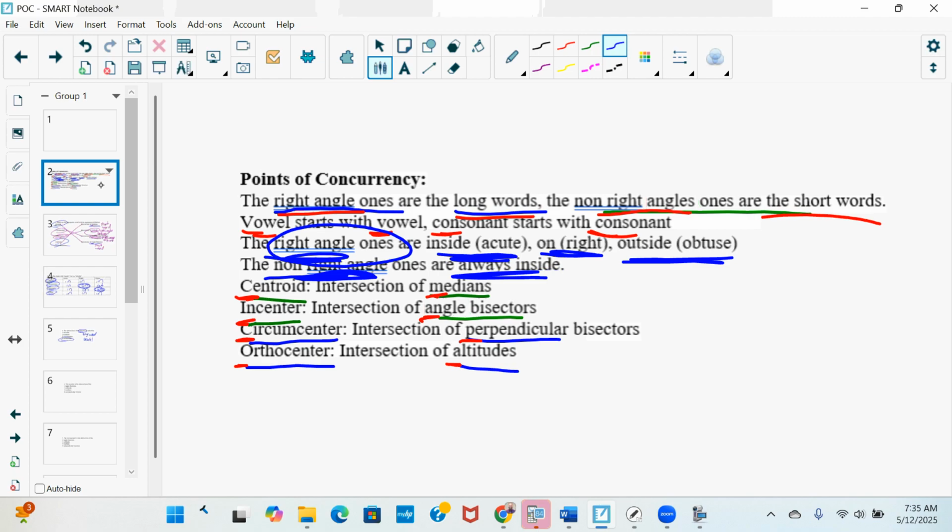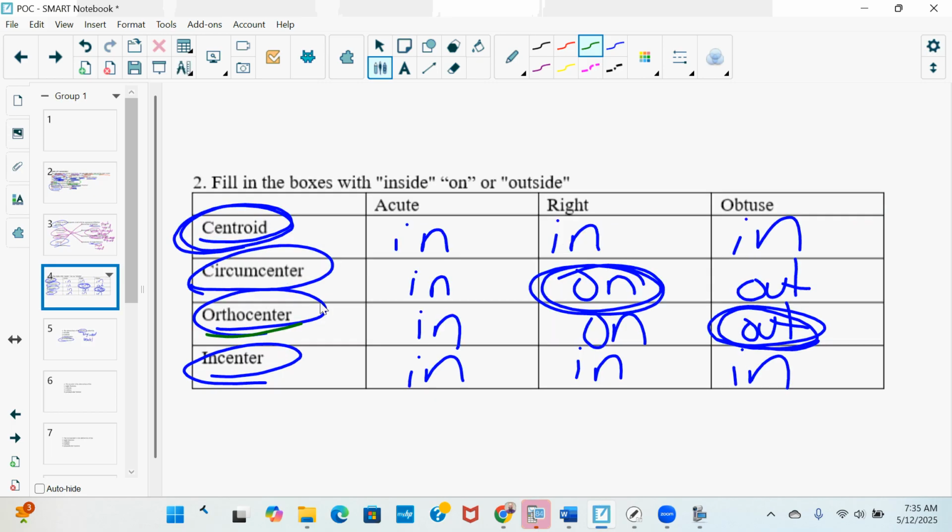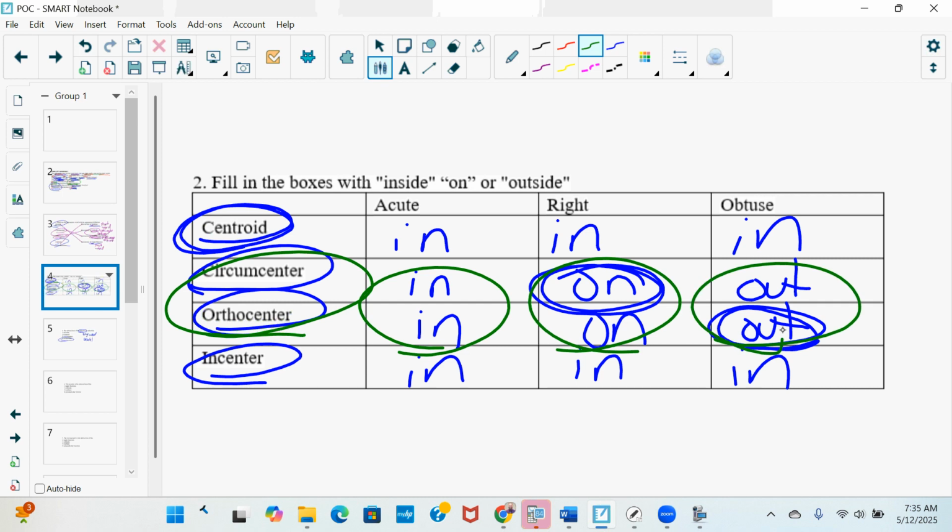Again, the right angle ones, and you have to know your vocabulary for what these things are. Perpendicular bisectors and altitudes both form right angles. The right angle ones are the long words. Consonant, consonant, vowel, vowel. The non-right angle ones are the short words, consonant, consonant, vowel, vowel. The right angle ones, in, on, out. The non-right angle ones are always in.